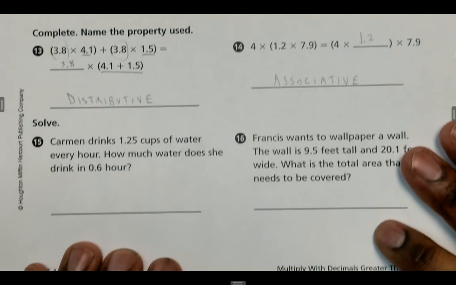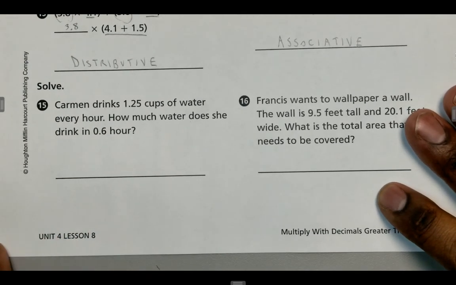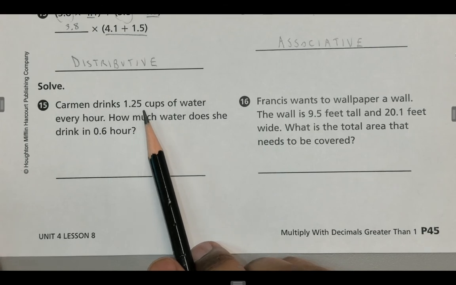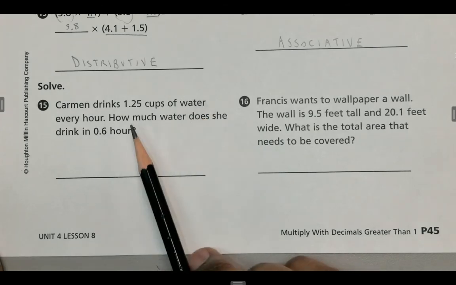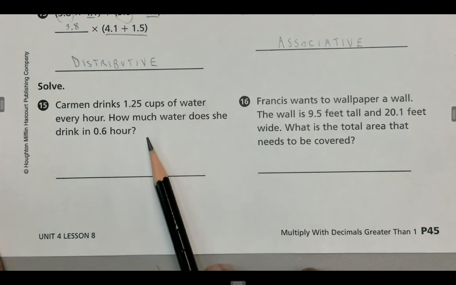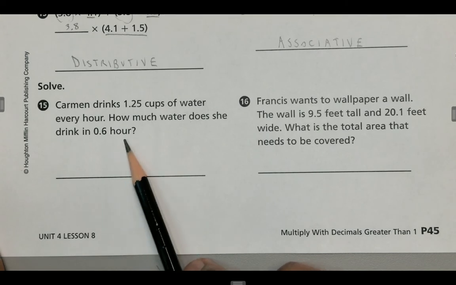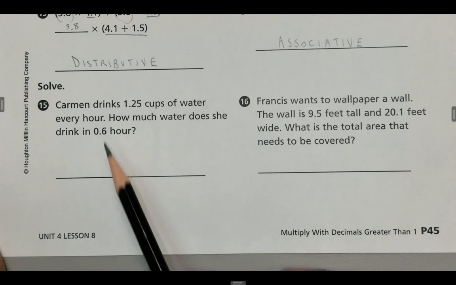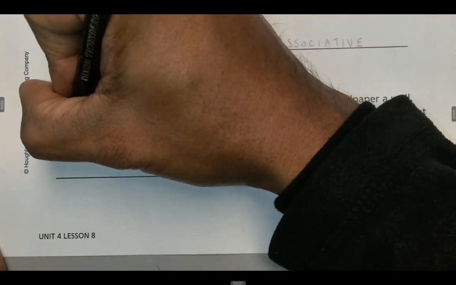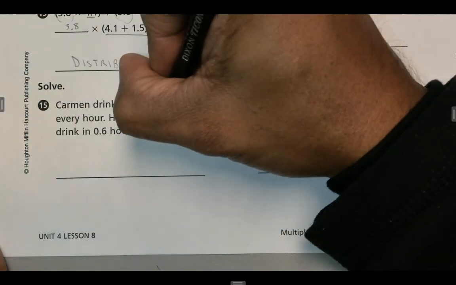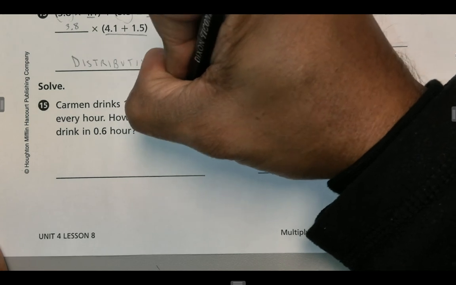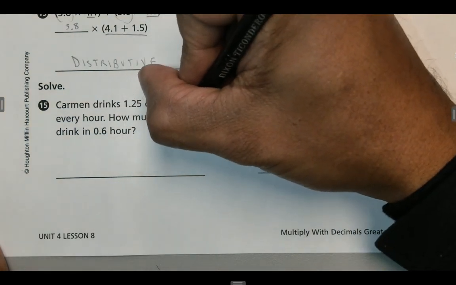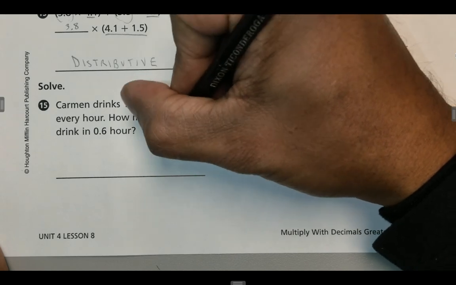And finally, we did odds, so let's finish up with this number 15 here. Carmen drinks 1 and 2/500 cups of water every hour. How much water does she drink in 6/10 of an hour? Okay, we're multiplying these two decimals together. 1 and 2/500 times 6/10.